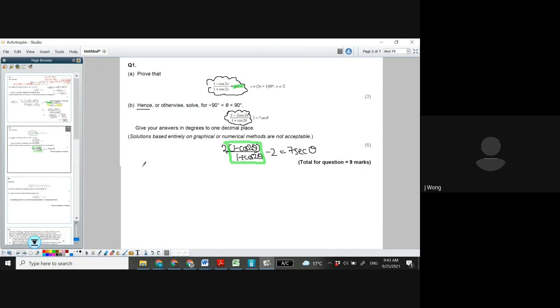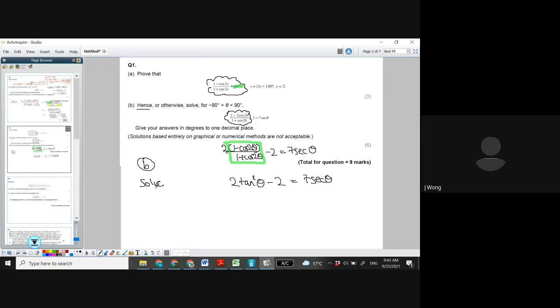So for B, to start with, I will need to recognize how to use part A, in this case factor out 2 and just apply it on the fraction, which gives 2 tan squared of x, subtract 2 equals 7 sec theta. Oops, I made a mistake here. It should be theta. I can't use x, it's theta. And then now I could solve this.